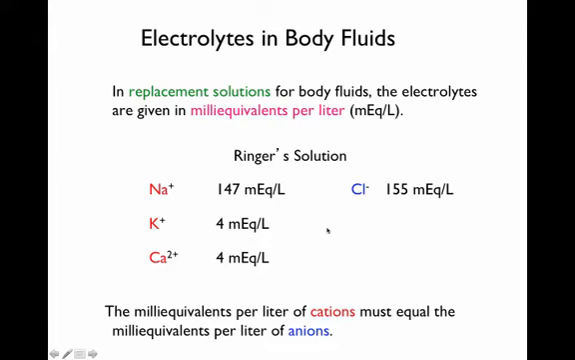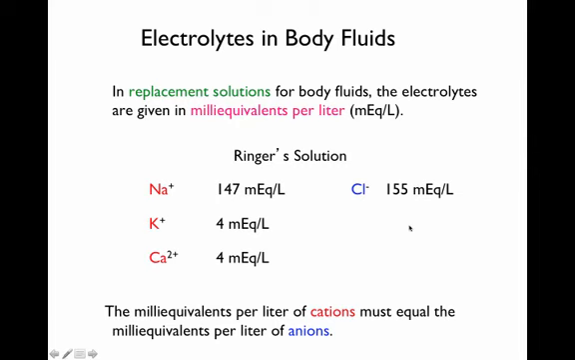You may not realize this, or you may realize it, but these descriptions are just a fancy way of describing concentration. In this case, they're describing it by how much electrical charge you have dissolved in a certain amount of volume. You have 147 millimoles of positive electrical charge dissolved for every 1 liter of Ringer's solution, as far as sodium is concerned. And you can do that for any of these other ions here. So this is just a fancy way of describing concentration that you might actually come across in the real world.